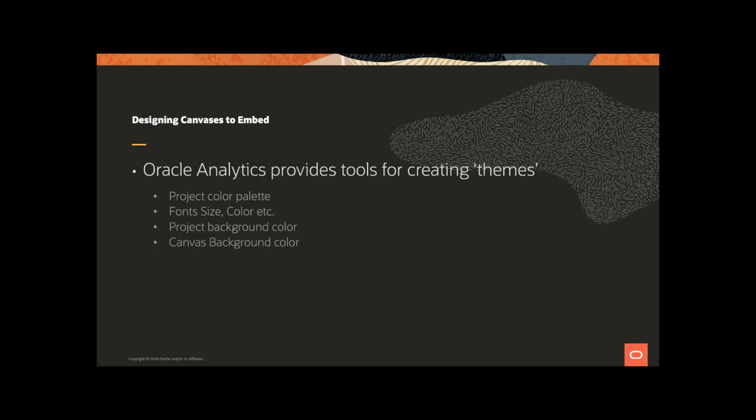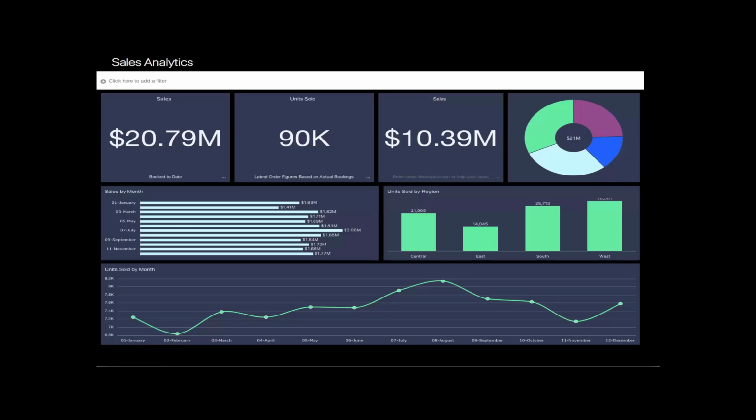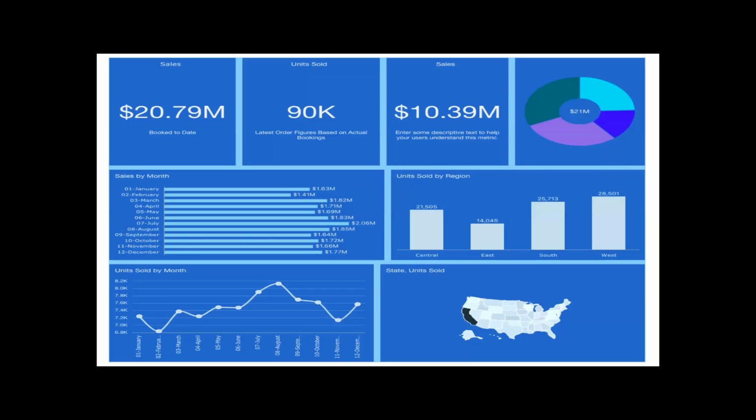So I have some examples. If you've ever spoken to me about embedding, or I've helped you, then this is what we call dark theme. And we also have light theme. So these are just the same canvas, but applying different color schemes and color palettes to each of these different visualizations.